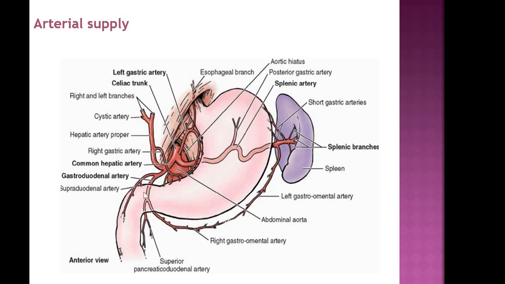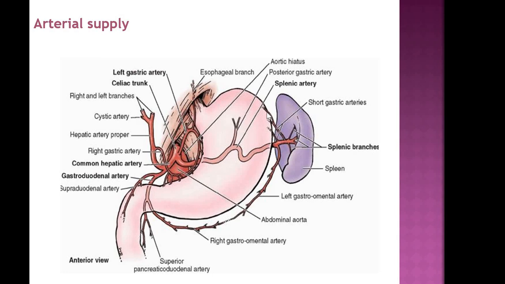The stomach is supplied by the branches from the celiac trunk. Along the lesser curvature, you see the left gastric artery, a branch from the celiac trunk, and the right gastric artery, a branch from the hepatic artery proper. Then along the greater curvature, this is the left gastroepiploic or gastro-omental artery, a branch from the splenic artery, and the right gastroepiploic artery, a branch from the gastroduodenal artery.